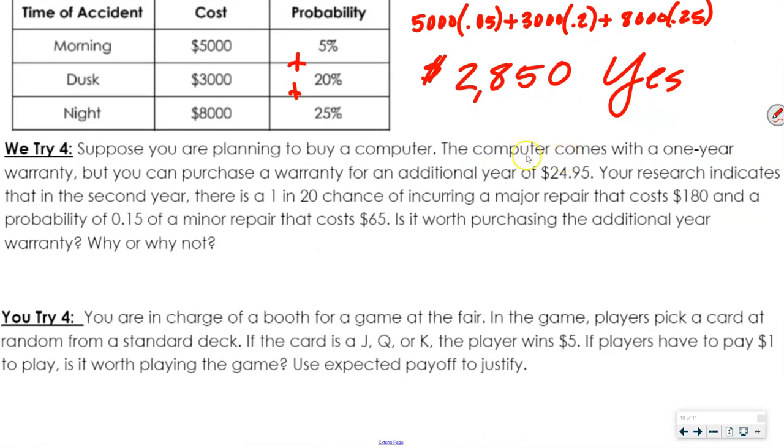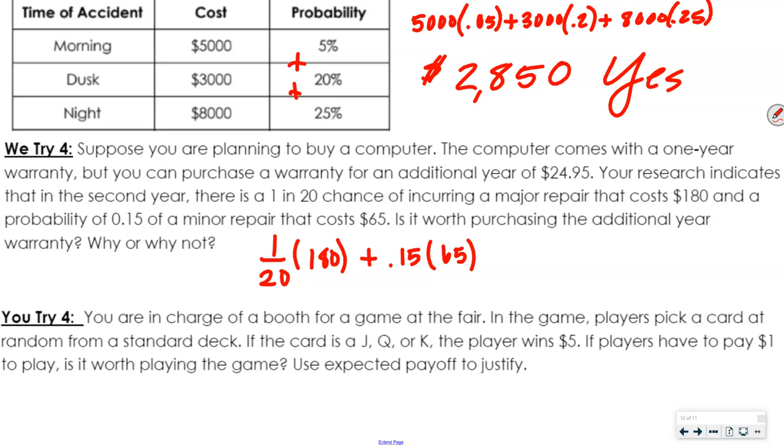For a $75 light, okay? All right, the next one says, suppose you're planning to buy a computer. The computer comes with a 1-year warranty, but you can purchase a warranty for an additional year for $24.95. Your research indicates that the second year, there's a 1 in 20 chance of incurring a major repair that costs $180, and a probability of 0.15 of a minor repair that costs $65. Is it worth purchasing the additional warranty?